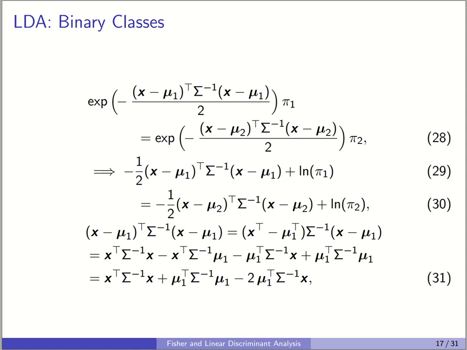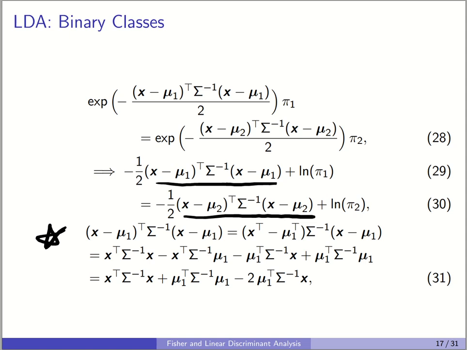So then, okay, let's simplify these terms. Assume what here, x minus mu 1 transpose sigma inverse x minus mu 1. So if I have this transpose, if I apply it on the parentheses, it becomes like this, and then if I multiply the terms, we'll have x transpose sigma inverse x minus x transpose sigma inverse mu 1 minus mu 1 transpose sigma inverse x plus mu 1 transpose sigma inverse mu 1.